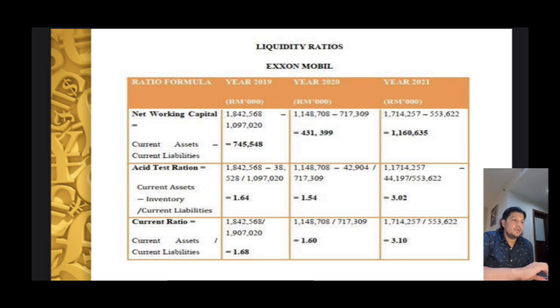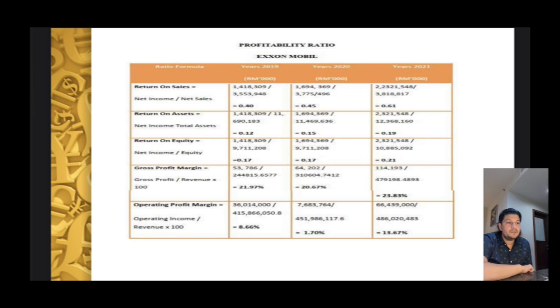And liquidity for ExxonMobil: the liquidity ratio shows how easily assets can be exchanged for cash within 1 year. If you look at ExxonMobil, the liquidity ratios for 3 years are very good, and they increased in 2021, which is good for the company. The profitability ratio comes from 3 sources: return on equity, return on sales, and return on assets.